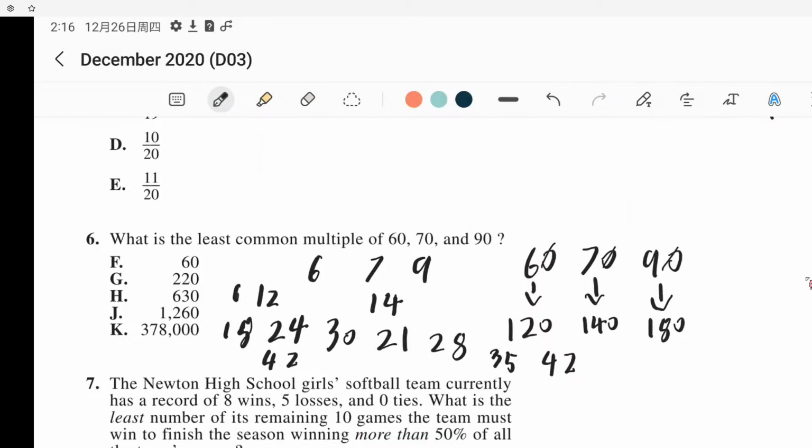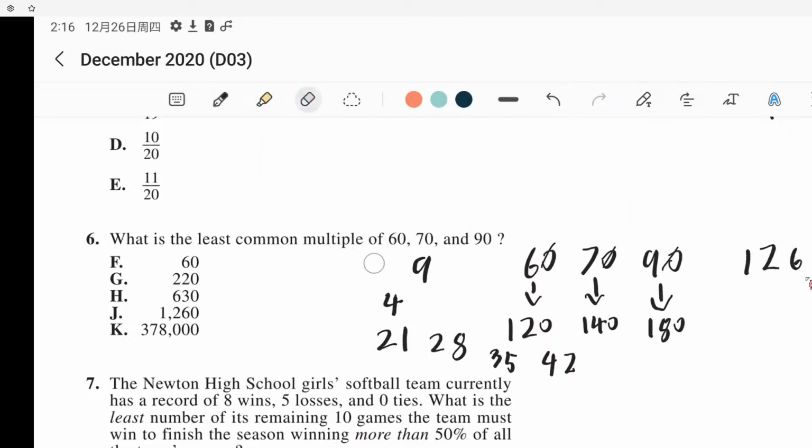So then we think about 126, because this is given in our answer choices, and we know that F will not be the answer because we start off with 70 and 90, and because 70 and 90 could not go down to 60, we know that choice will be automatically marked wrong.